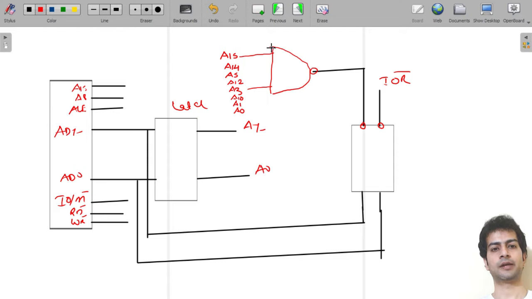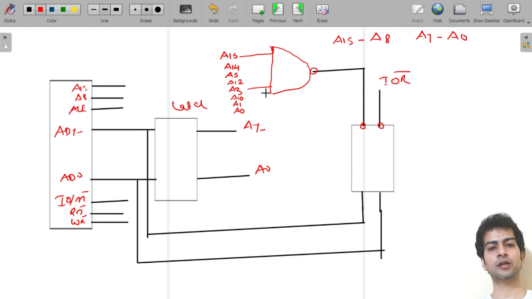Okay, eight address lines. So the input of the NAND gate has these eight address lines, but here you can see that I have not used A15 to A8 in continuation, or A7 to A0 in continuation. I have used A15, then A14, then A5, then A12, then A3, then A10, then A1, and then A0.